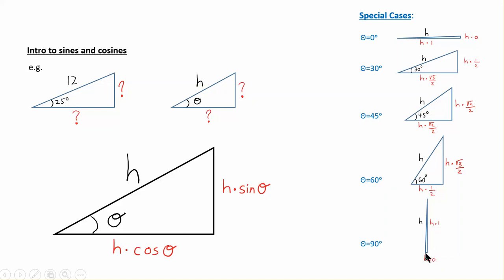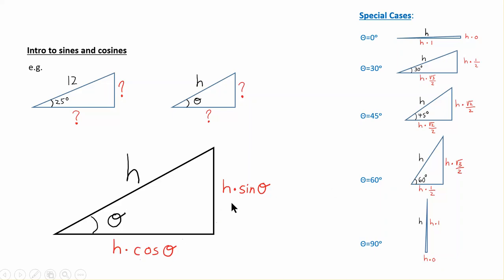So it looks like this, in which case cosine of 90 degrees must equal 0, and sine of 90 degrees must equal 1. So the point of this is that if you remember certain special angles, you can use those to figure out what the value of cosine and sine is for those special angles. But we're interested in arbitrary angles, not just these special cases.